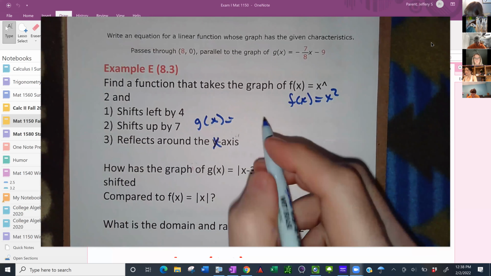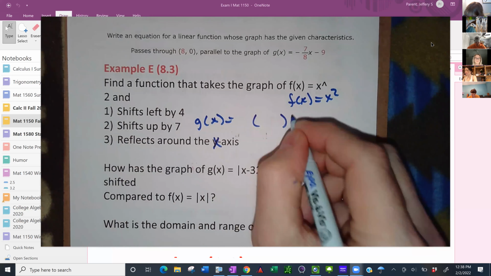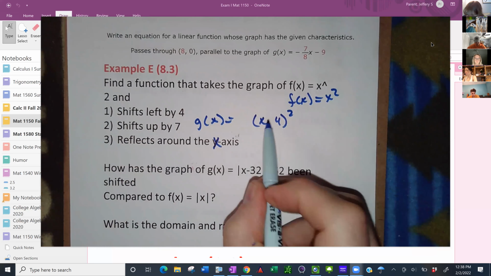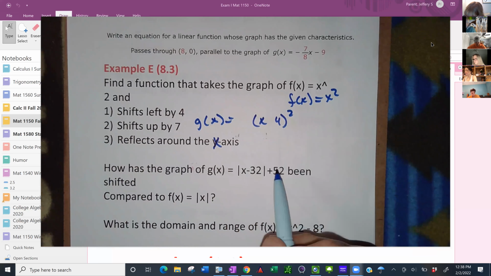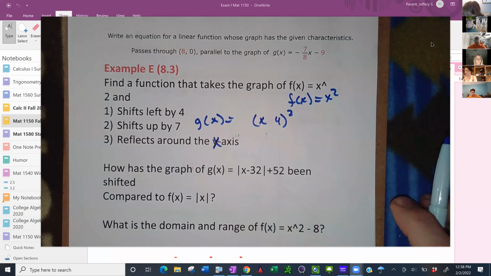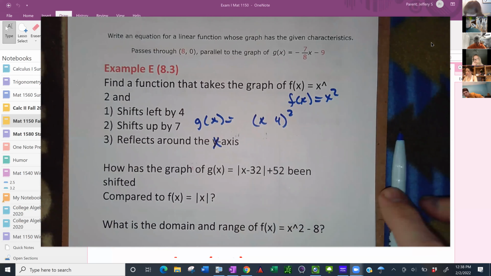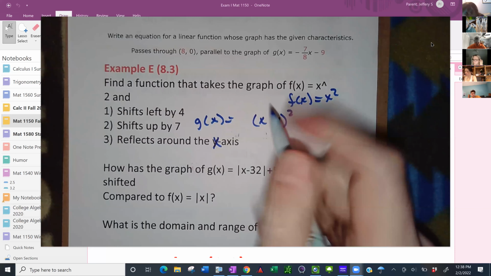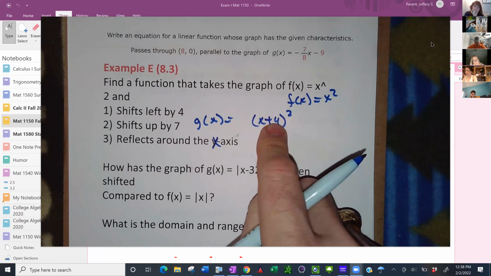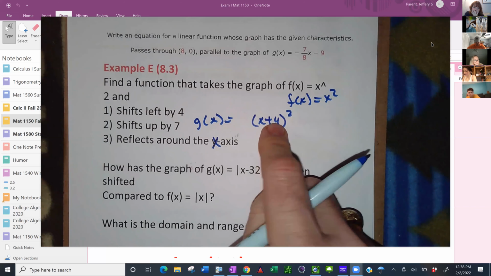Well, shifts left by 4, that's going to be something in the parentheses. What should I put in the parentheses to shift it left by 4? Is it going to be a minus or a plus? A plus. Yeah, thank you, a plus. You remember your horizontal shifts are opposite of what that sign would seem to suggest. Plus 4 is to the left by 4.